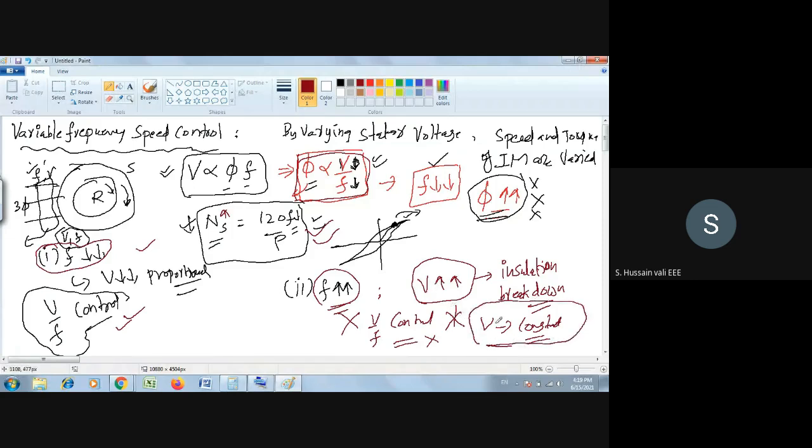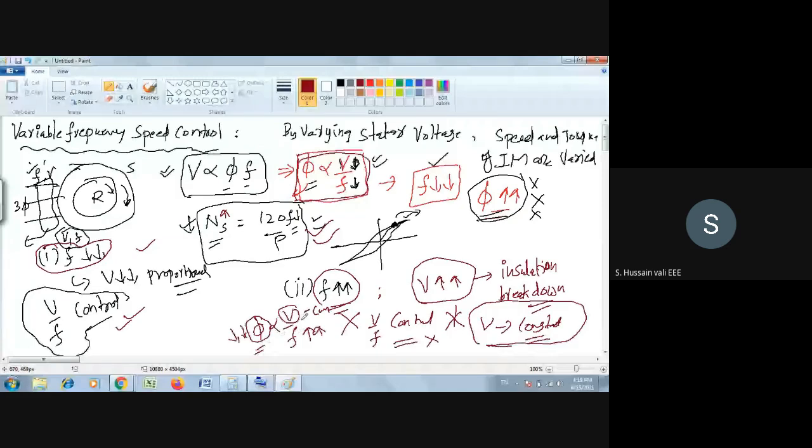If you maintain the voltage constant, the flux is proportional to V by F. You increase the frequency and maintain the voltage constant. Then what will happen to your flux? Flux will decrease. So there is no problem with that. Up to some flux value, there is no problem. But if you follow V by F control here, insulation breakdown will occur.